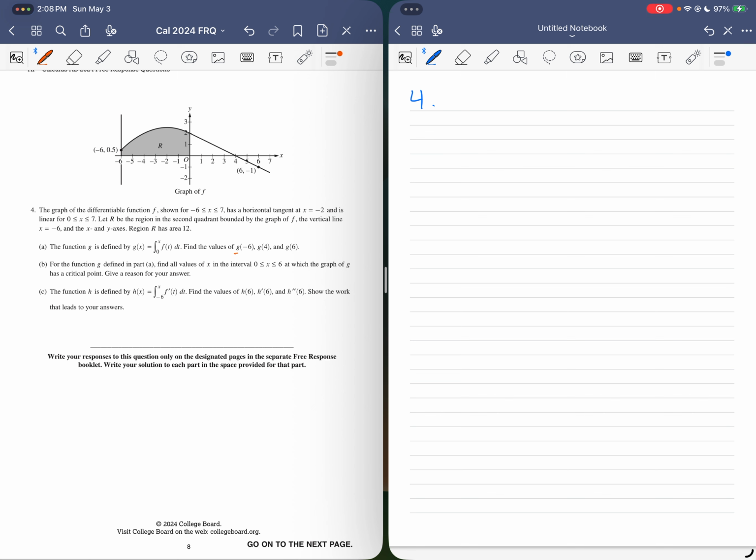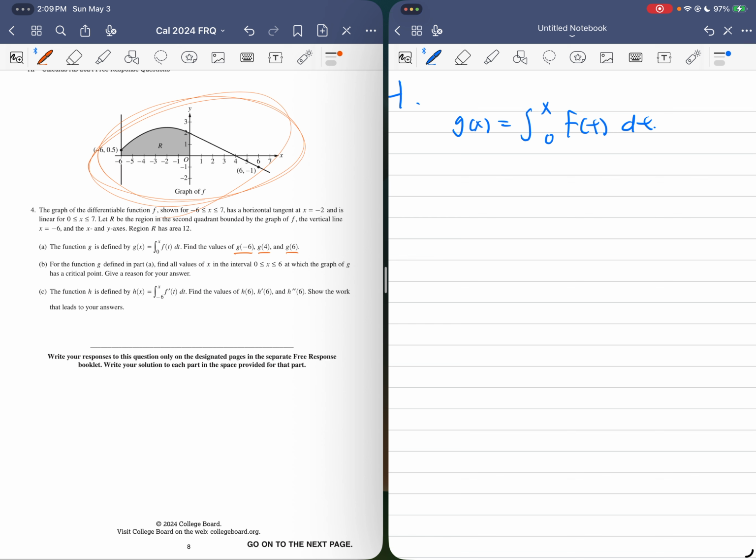Find the value of g of -6, g of 4, okay. Oh my goodness, let's do this. So what we know is that g of x is equal to the integral from 0 to x of f of t dt, right? And this is the graph of f. So let's find it. G of -6 means, keep that in mind.